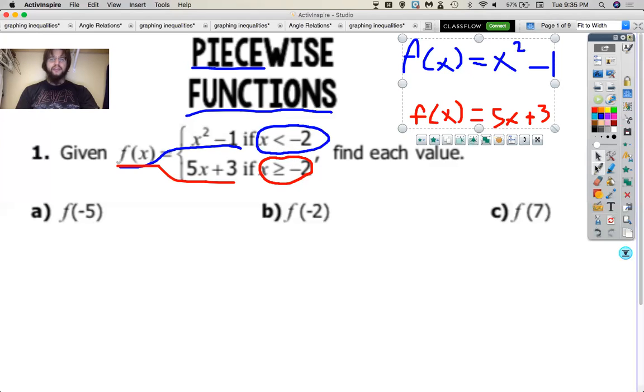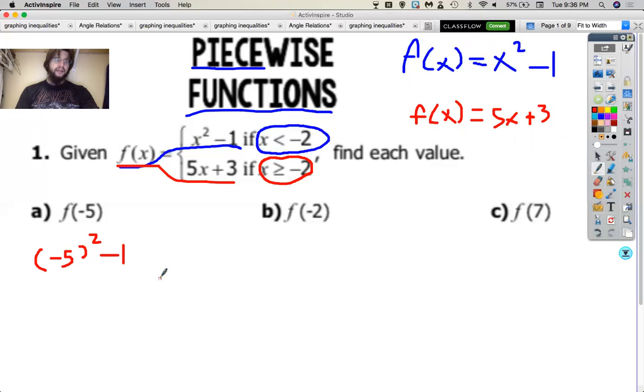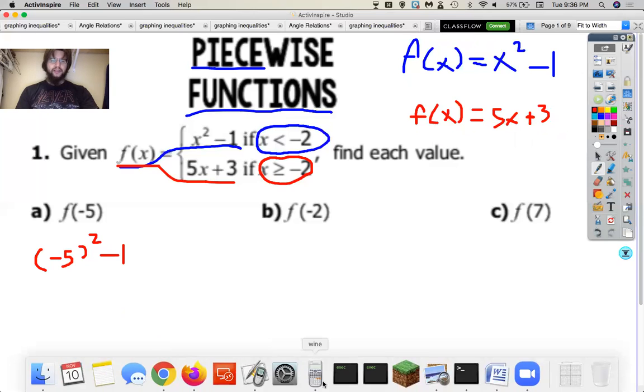So that means we're going to evaluate f of negative 5 using this piece of it. So anytime you got an x, take some parentheses and replace the x with them. So it's something squared, minus 1. What's that something? Negative 5. Boom. Then you can use your order of operations or a calculator. That's going to be 24.